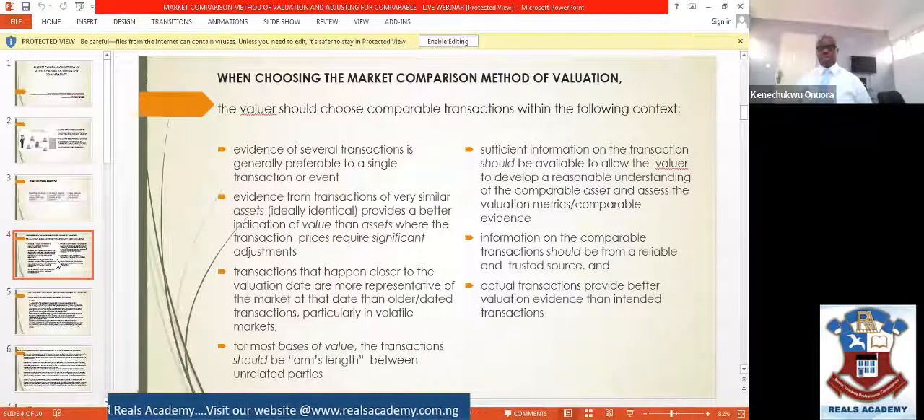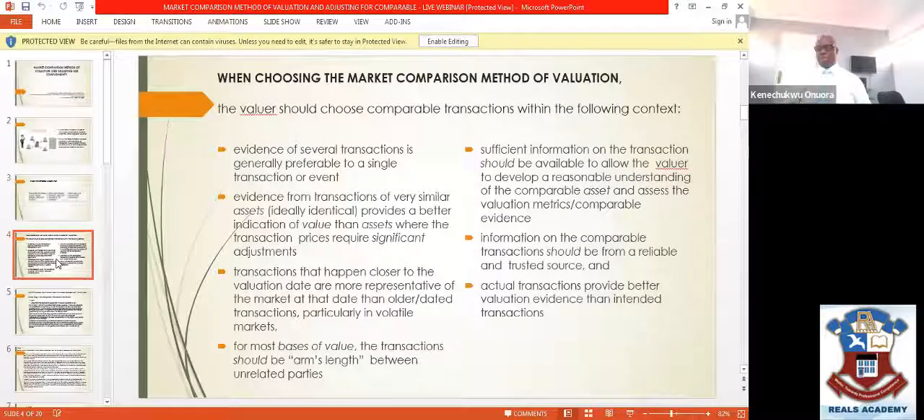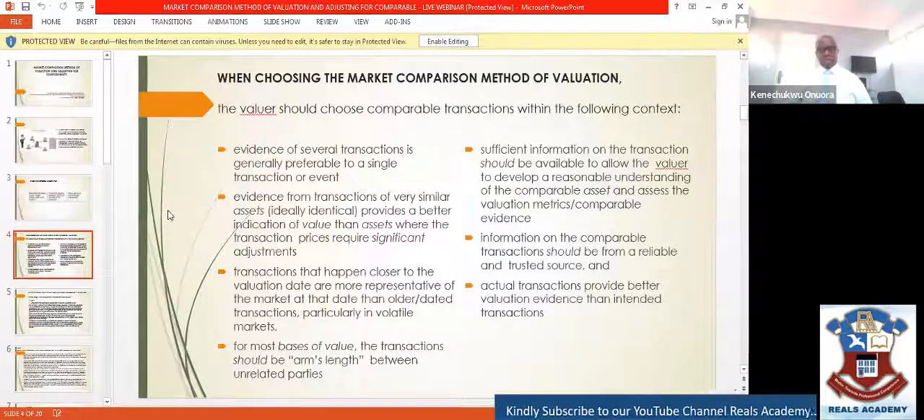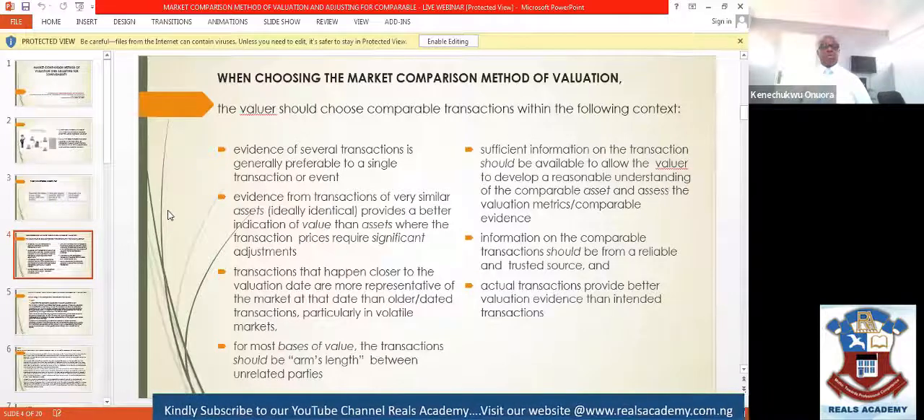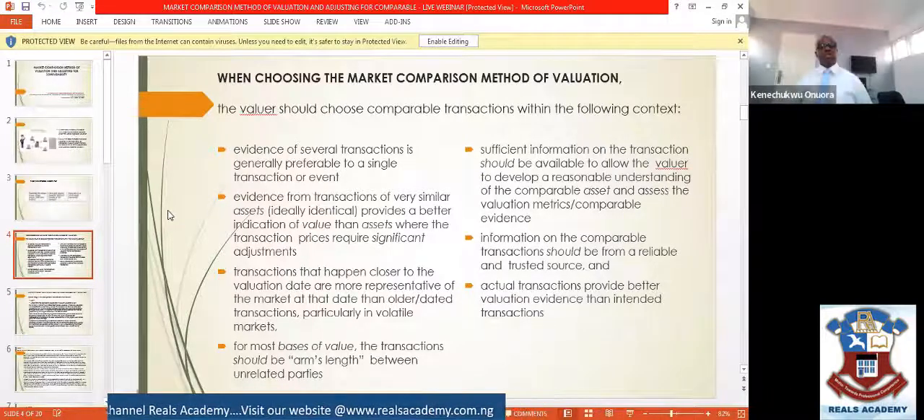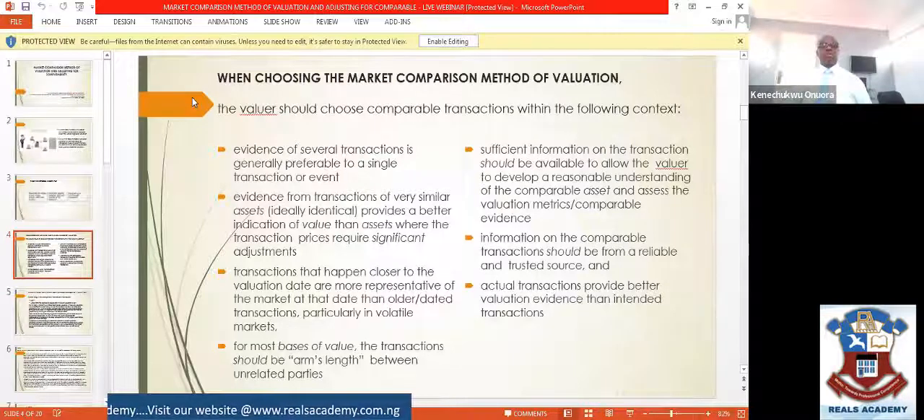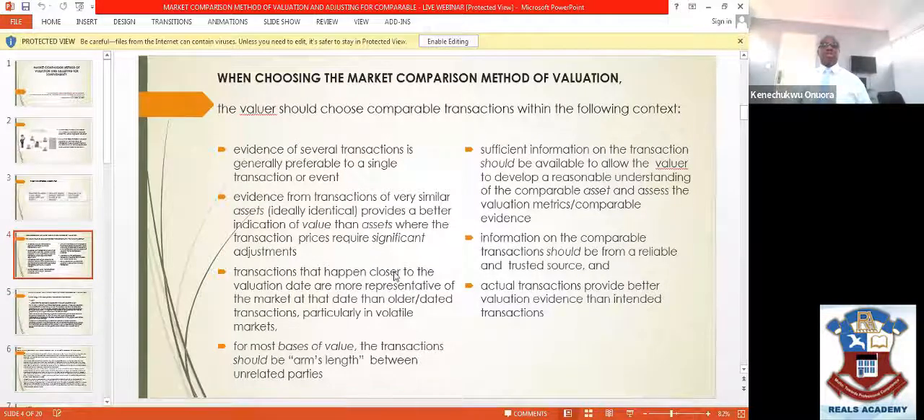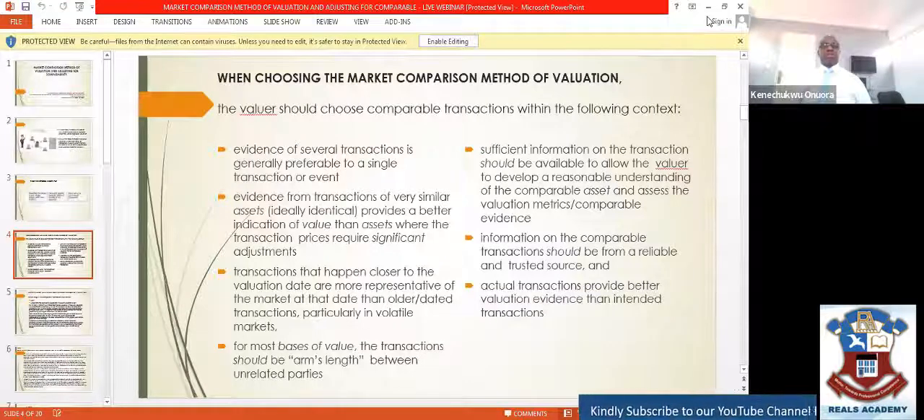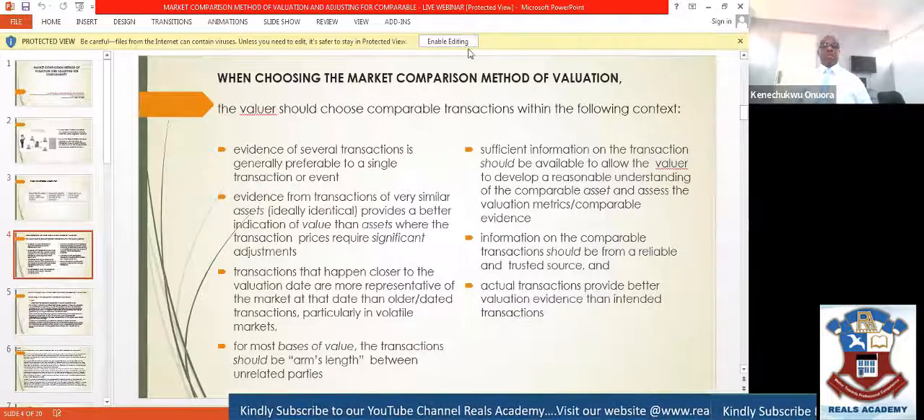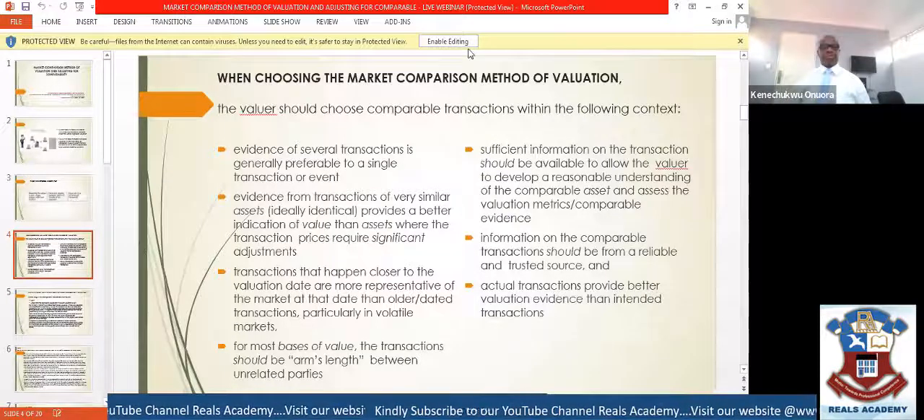So when choosing the market comparison method of valuation, choose transactions to compare within the following context. It has to be properties in a location where there are several transactions. It's not okay to pick just a single transaction, because a single transaction will not give you that comparable. There must have been several transactions that you're comparing. So what we usually suggest and encourage our practitioners is to make sure what you're comparing will be from a minimum of 3 properties.